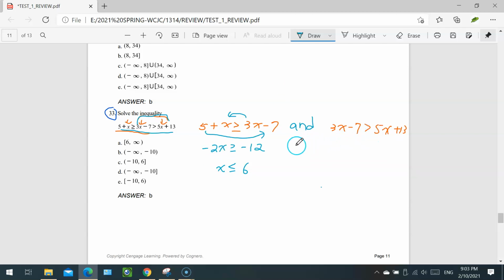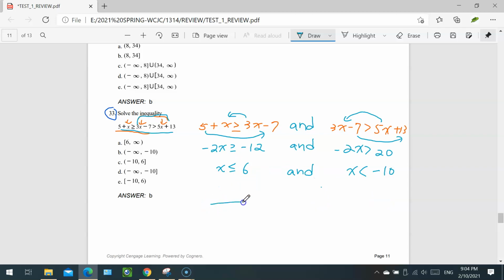Now we do the other one. 3x minus 7 greater than 5x plus 13. Same way, I bring the 5x to the left-hand side, so it turns to the negative 2x greater than negative 7 plus 13. When you go to the right, it turns to the positive 7, so you have the 20. Again, you divide by negative 2, so the sign changes direction, and on the right-hand side you have the negative 10. So you have the "and" in between.